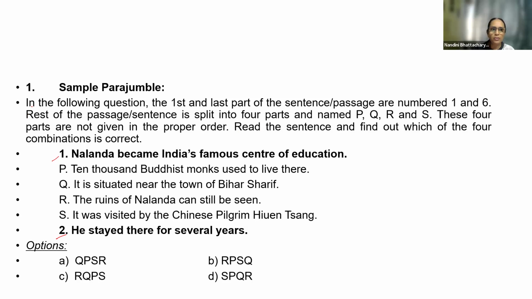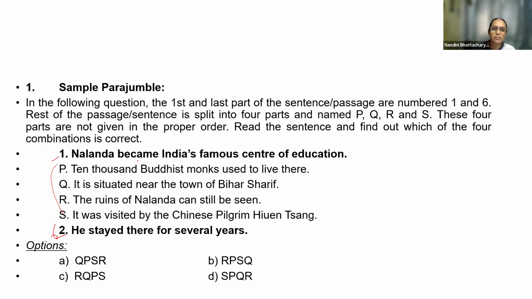So you have your instructions in the following question. The first and last parts of the sentence or passage are numbered 1 and 6. The rest of the passage sentences is split into 4 parts, namely P, Q, R, and S. These 4 parts are not given in the proper order. Read the sentences and find out which of the 4 combinations is correct. So your options will be in the order of the sentence. You have to put these P, Q, R, S in order, right?